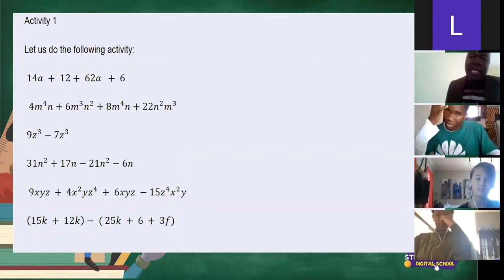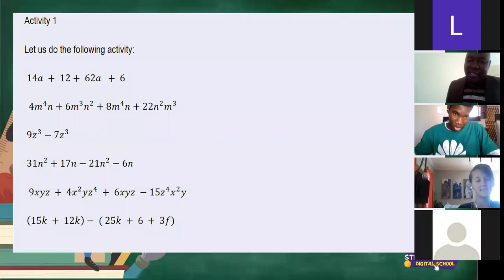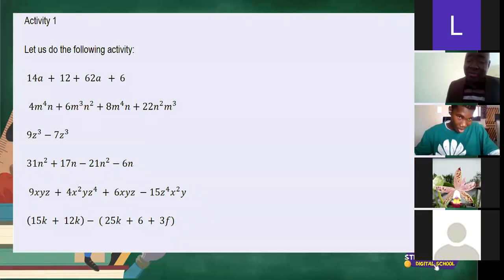Do you also see n squared? N for nice. Can you see that as well? Yes, I do. M cubed n squared. And then the last one.